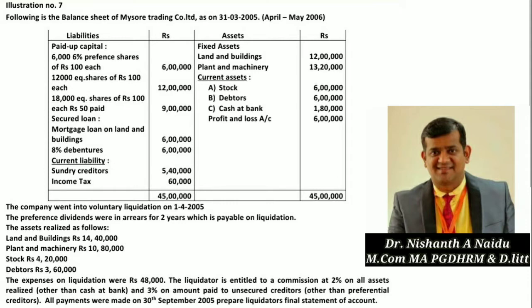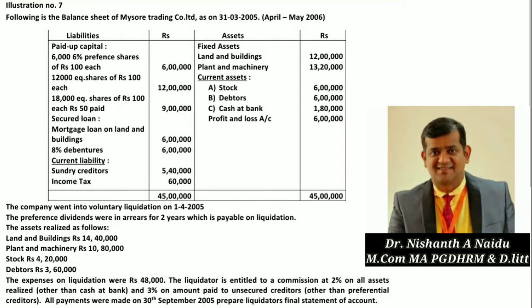I'm going with the liabilities first. Paid up capital, under that 6,000 6% preference shares of rupees 100 each, 6 lakh. 12,000 equity shares of rupees 100 each, 12 lakh. 18,000 equity shares of rupees 100 each, rupees 50 paid, 9 lakh. Secured loan, mortgage loan on land and buildings, 6 lakh rupees. 8% debentures, 6 lakh rupees. Current liabilities, sundry creditors, 5,40,000. Income tax, 60,000 rupees.